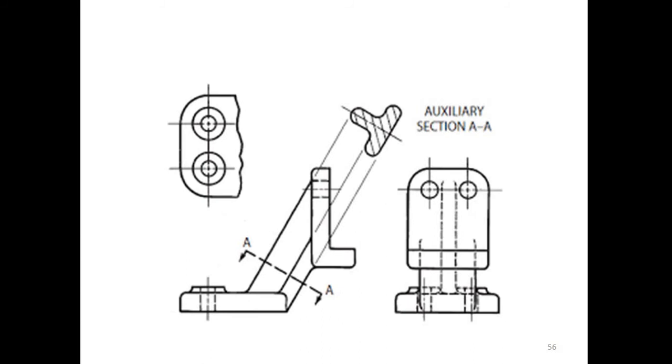Its front view and side view are shown in the figure, and the auxiliary section AA is drawn as shown in the figure, because through an auxiliary view it is again simple and easy to understand the geometry of the component.